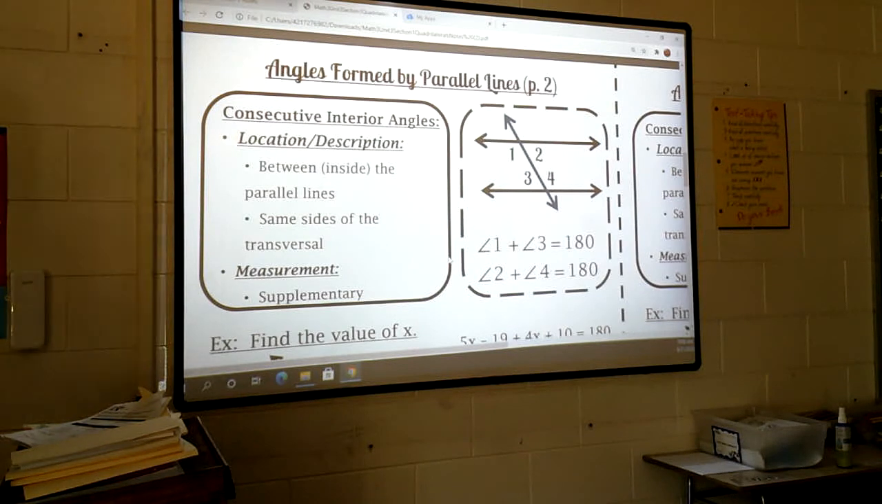They are supplementary, which means that they're going to add up to 180. So angle 1 and 3 on the left side of that diagonal add up to 180. Angles 2 and 4 on the right side of that diagonal add up to 180. So they are what you call supplementary. Okay? Not to be confused with, what does it mean if they add up to 90? What word is that?